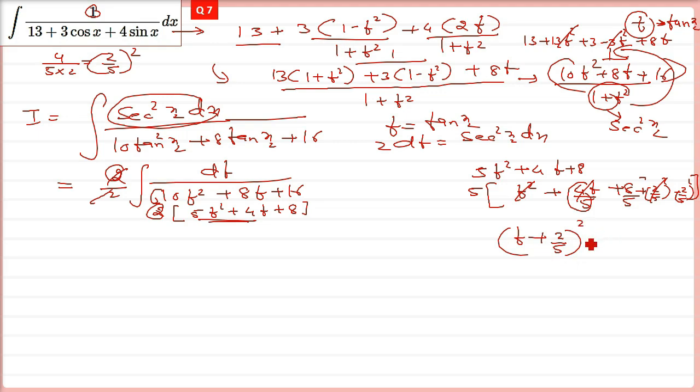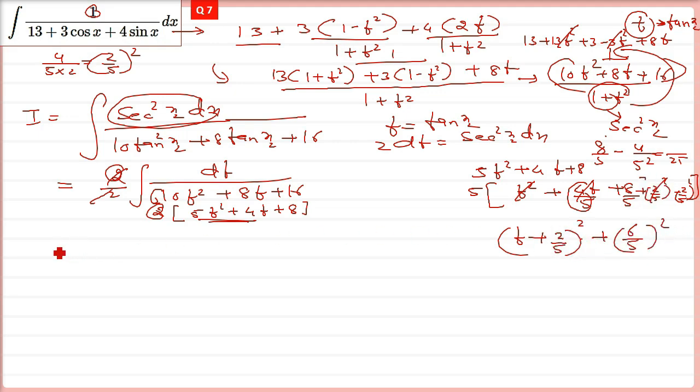Now the other term which is remaining is 8 by 5 minus 2 by 5 whole square. So 8 by 5 minus 4 by 25. If you take 25 as the LCM, you will get 40 minus 4. 40 minus 4 is 36. So 36 by 25 can be written as 6 by 5 whole square. So we have got a perfect square here. Now this is a perfect square.